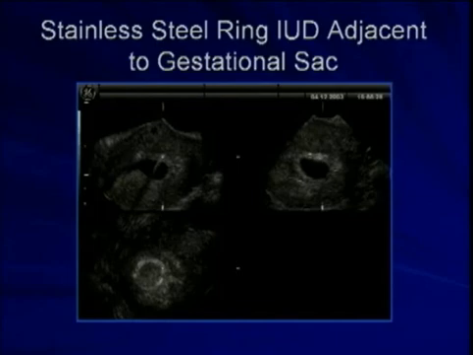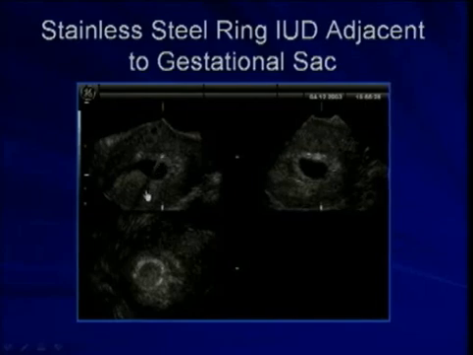And this is a multiplanar image of the stainless steel IUD. This IUD is not as effective as the IUDs that are most commonly used in the United States. Here we see the ring in the coronal plane. In this case, a pregnancy occurred, and we see that the IUD, represented by these two echo densities, is adjacent to the gestational sac. Note the ring-down artifact that traverses the gestational sac from the metallic ring.